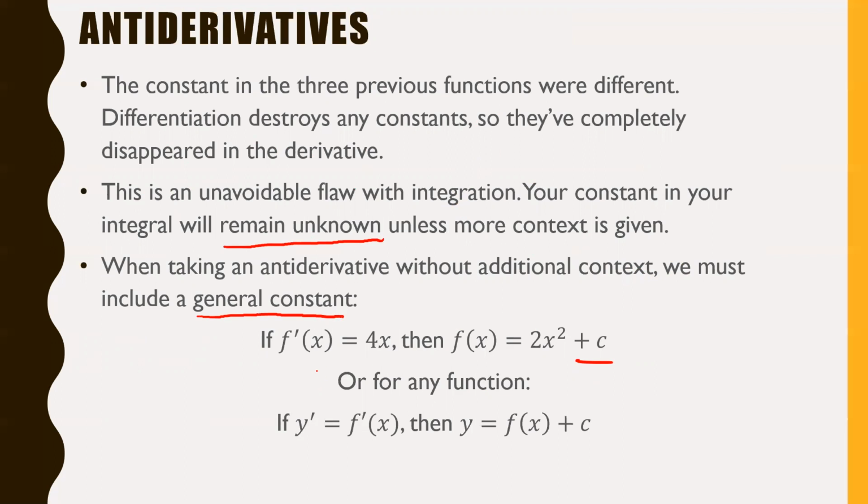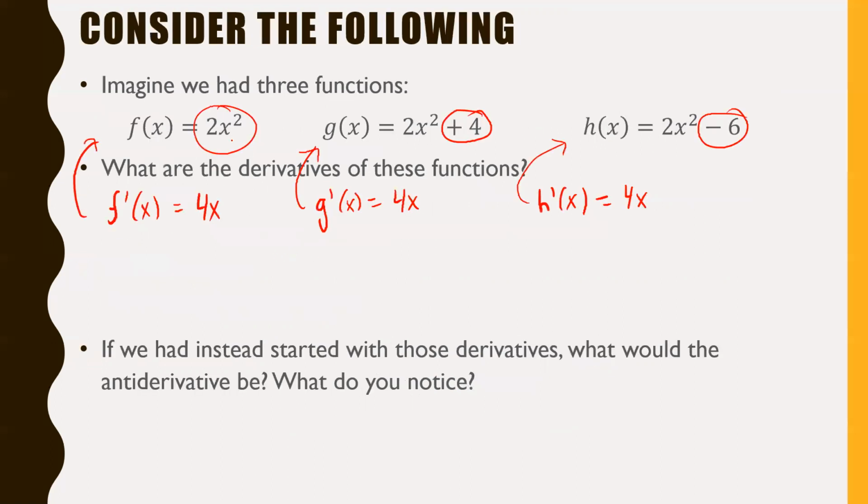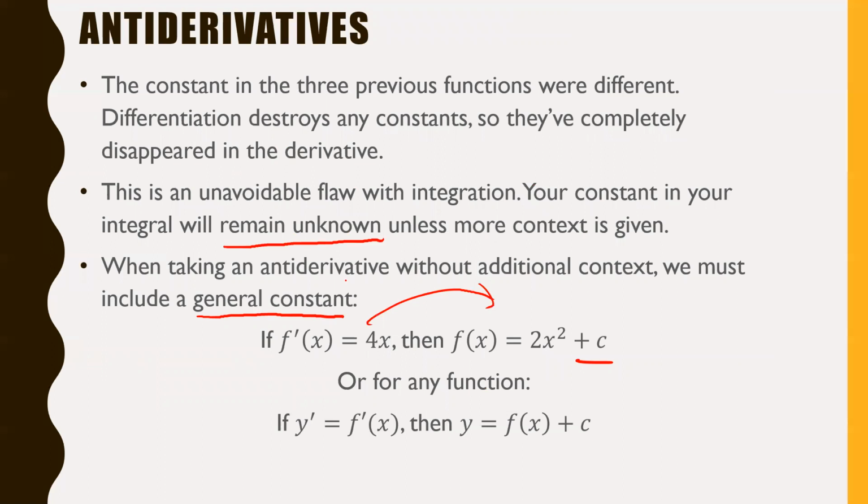So if we knew that f prime x was 4x, then if we took the antiderivative and worked backwards, which we're going to get into that process in a second, then we would say that f of x is 2x squared, but then we have to also say plus c. Now, c could be 0, as we saw in that last slide, right? C was 0 on f of x. We have no idea, though, so we have to just say plus c. Or, in other words, if you had y prime equals f prime, then therefore y is equal to f plus c. So you just always have to add a plus c.